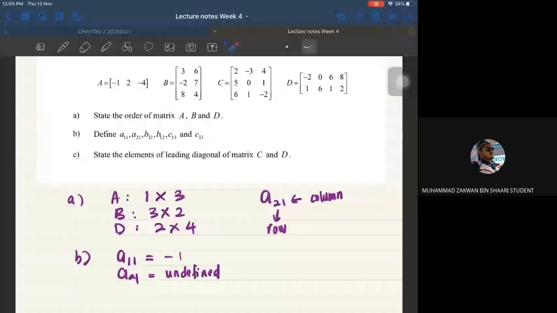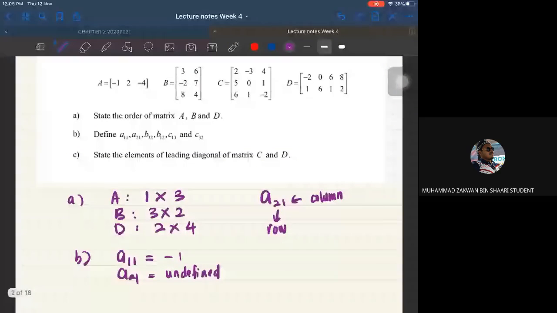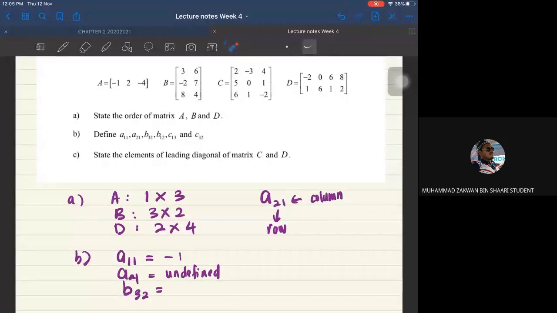So next one, B32. So B32, row yang ketiga, kolom yang kedua. So what will be the value? 4. Okay. Cara dia row yang ketiga, kolom yang kedua. So B32 is equals to 4. B12 is equals to, so row yang pertama, kolom yang kedua. So the answer is 6.